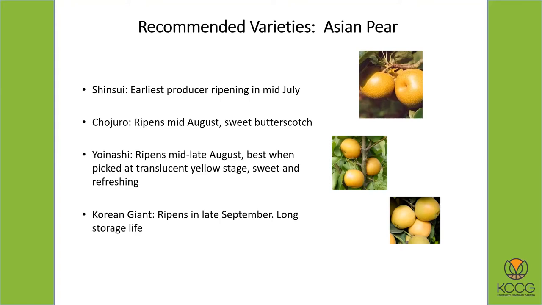Chojuro has been here in the beanstalk garden since, I think, the early to mid 2000s. And it throws off pretty reliable crops. It is perhaps the sweetest, most butterscotchy of the Asian pears. And then Yoanashi is one that ripens a little bit after Chojuro. After Yoanashi would be Shinko, and then Korean Giant is the last one to ripen. And these pears can be giant. They are a pound if the fruits have been properly thinned.